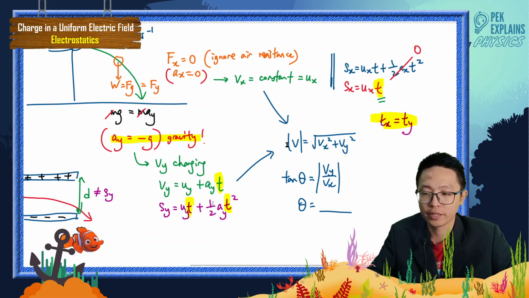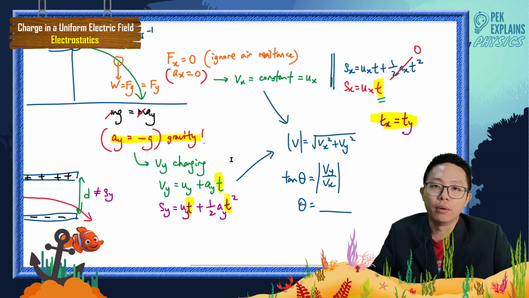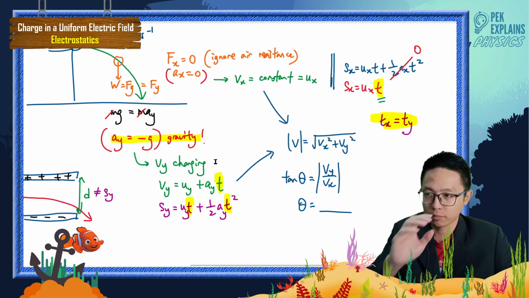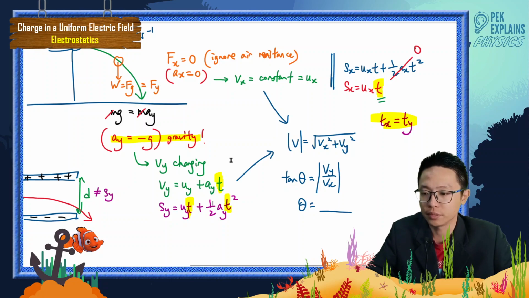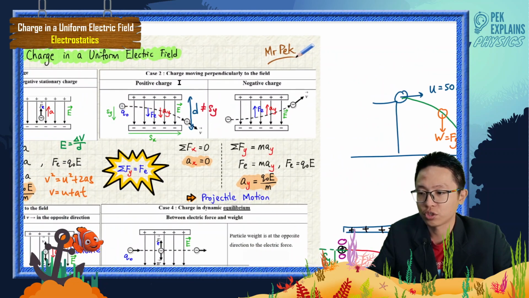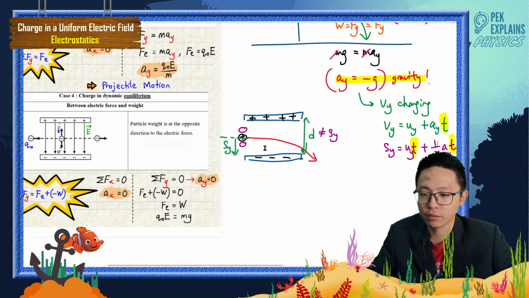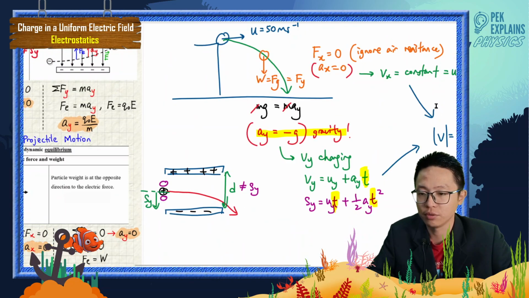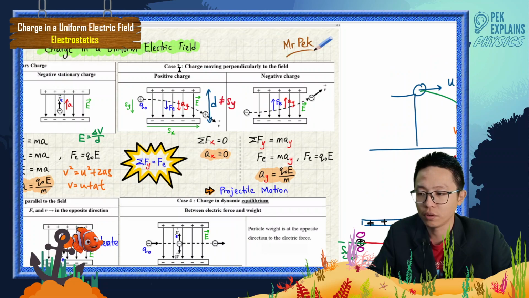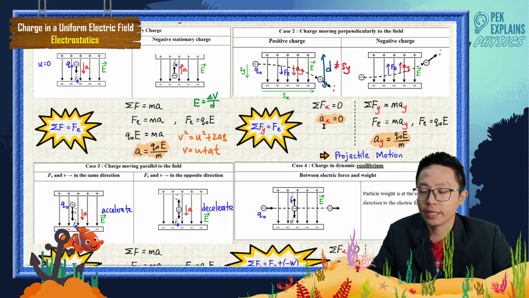You can also find the final velocity. So that's all. I will show you more about this in the problem videos. So please look out for the videos on the problems regarding this projectile motion for charge moving perpendicular to the field. I will prepare them for you. Please look out for the videos on how to solve projectile motion for charge in a uniform electric field. Okay, that's all for this one.